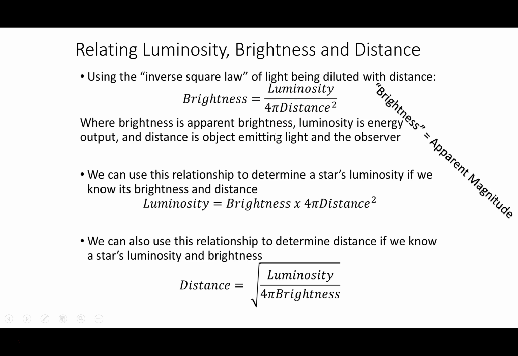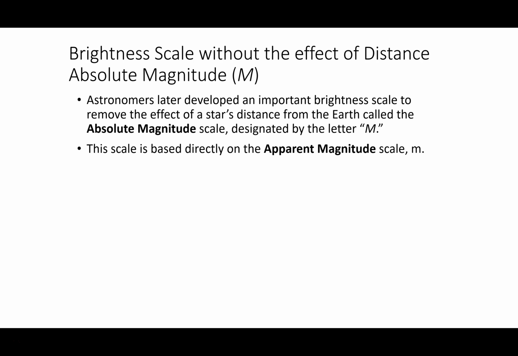This kind of leads us to some cool ways of figuring out distance. So for instance, down here, I can know the distance to a star if I know how much energy it's pumping out, and I divide by 4 pi times its apparent brightness, and take the square root of that. So this actually is a way of getting to distances of stars.